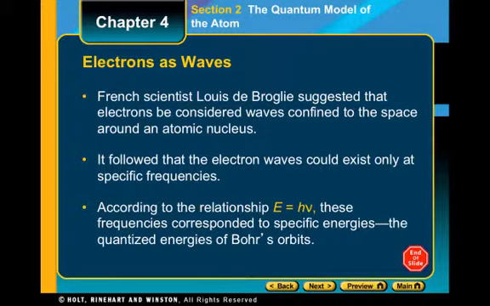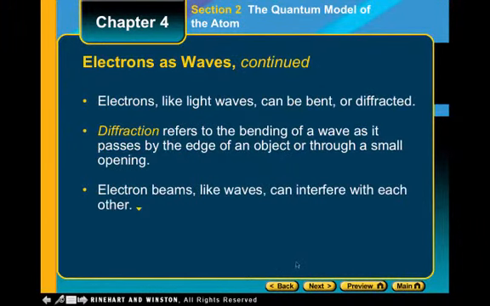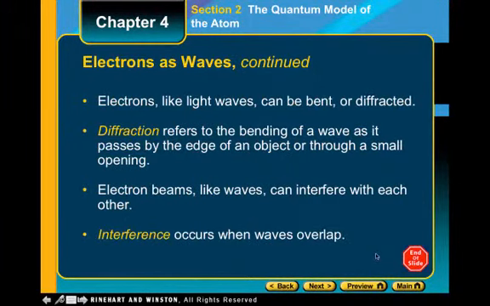And what he specifically looked at, which proved that they do have wave-like properties, is diffraction and interference. So he saw that electrons, like light waves, can be bent or diffracted. Passing light through a prism is a way to diffract light, or it bends light so you can see the different colors. So electrons are able to be diffracted as well.